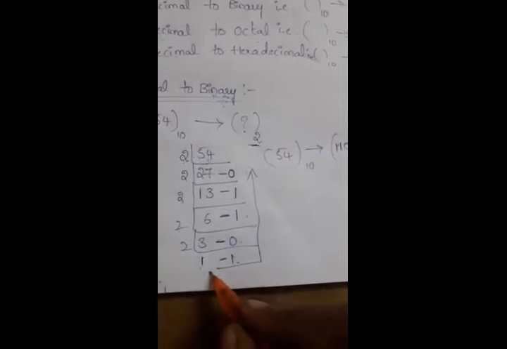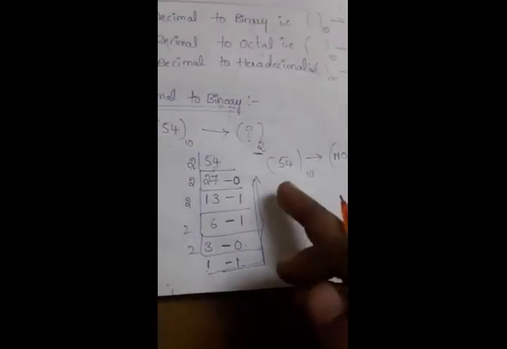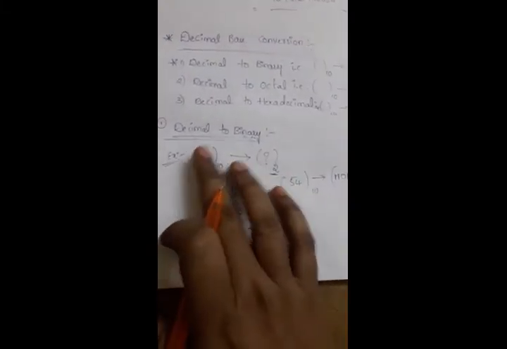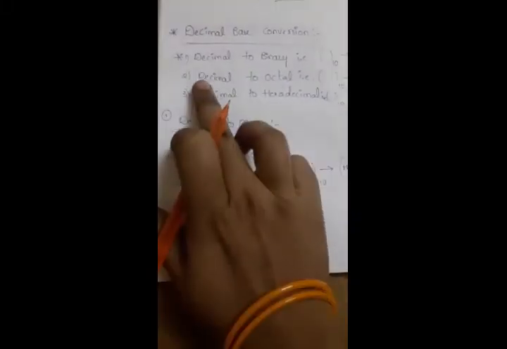So always we are taking the result from here to here. Okay, in this direction we'll write the result. Okay, so this is the conversion of decimal to binary. Whatever the decimal number will have, so compulsory that number will be divided with binary of base if you need to convert decimal to binary. This is the procedure. Okay, so the next conversion will go for decimal to octal.